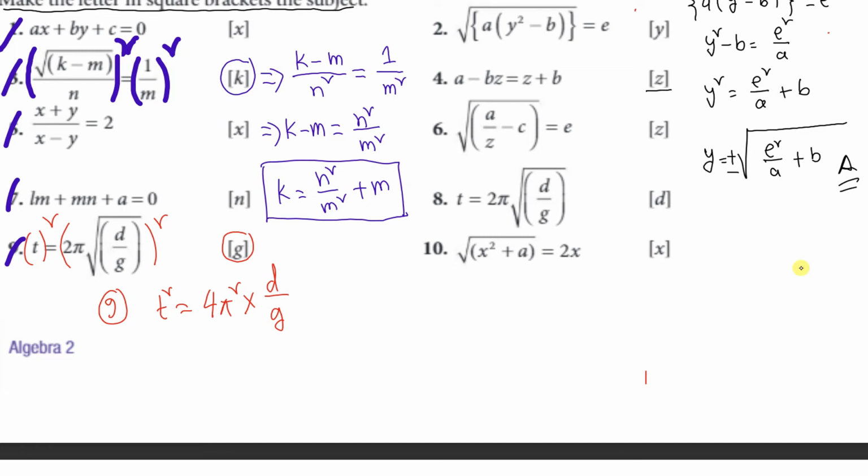Now our target is g as a subject. We can do this with cross multiplication. We can write t square g equals 4 pi square d, right? 4 pi square d is on the top part and g goes to the left side. Now easily you can make g as a subject. g equals, definitely you can write, 4 pi square d divided by t square, and this is our answer of this expression to make g as a subject here.